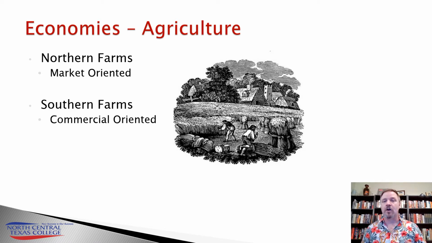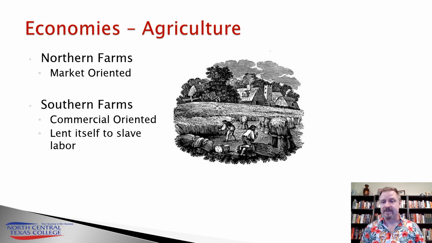Commercial-oriented farming is large-scale crops. This isn't just for feeding your family or taking to the local market. This is stuff you're going to sell out or maybe even export overseas. Things like tobacco, indigo, rice, and then ultimately, of course, cotton. Eventually, cotton will dominate the South. And in fact, cotton will finally reach a point of dominance to where the Southern economy is going to be a one-trick pony. It's going to be cotton farming. It's going to be the entire Southern economy.